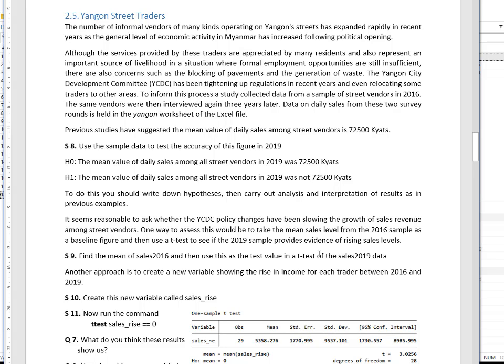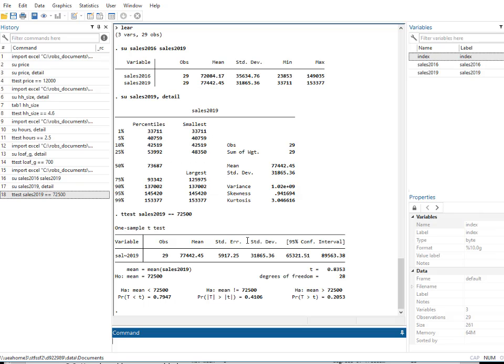As I intimated there, looking at the comparison with 2016-17, is it true that the regulation has been inhibiting the growth of sales among the street vendors? Are they still managing to grow their sales, even despite the fact that the regulation is getting tighter? So one way we can do this is if we take the mean sales level as it was in 2016, and then do a t-test to see if the 2019 sample has gone up. I've already got that number for you. That's up here, so it was 72084.